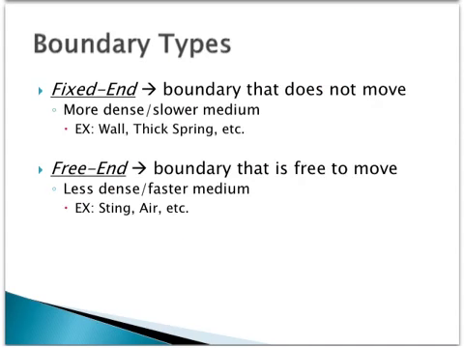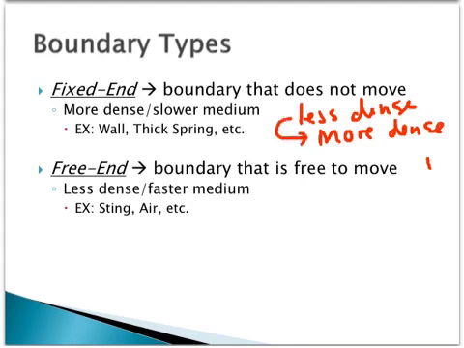All right, so when encountering a boundary, there are really two types of boundaries that energy or a wave can interact with. The first is a fixed end boundary. This boundary is one that does not move, it's stiff. Think of attaching a spring to a wall. The wall would be that fixed end. It may not be simply hitting a wall, but maybe a change in medium. A fixed end would be going from a less dense medium to a more dense medium. So you're switching the density there, going from less dense to more dense. That would be the same thing as hitting a fixed end.